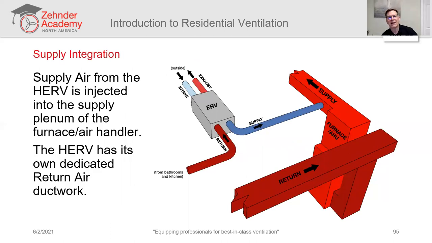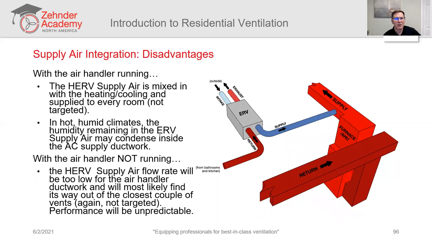Now we have supply integration, where basically your supply from the ERV is ducted directly into the supply plenum, not the return plenum as we saw here, but to the supply plenum. And again, still in this case, the return air for the ERV has its own dedicated ductwork. So what are the disadvantages here? Well, again, we're not going to be particularly targeted. We're going to be distributing the ventilation air to the whole house.